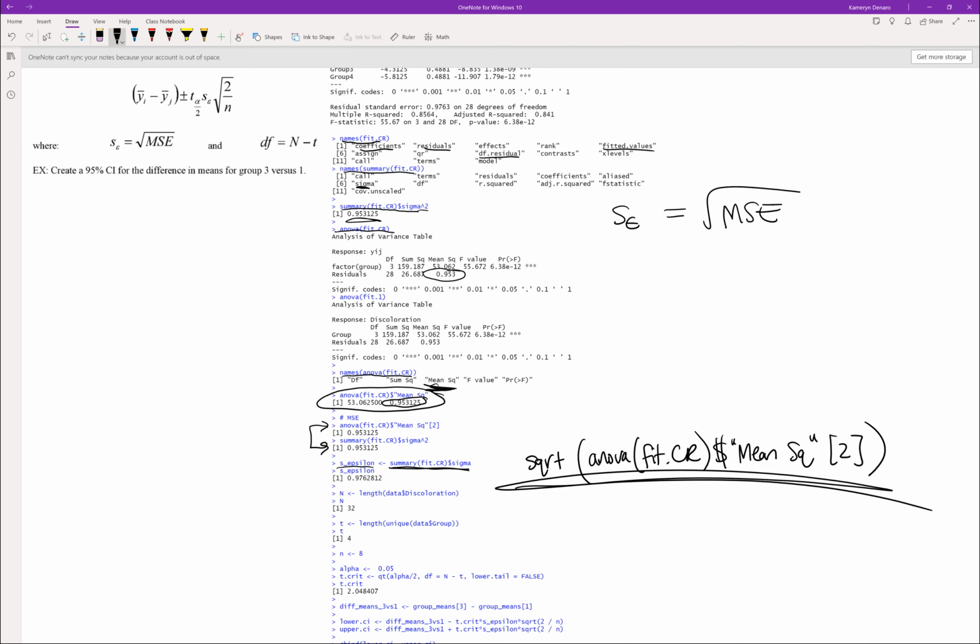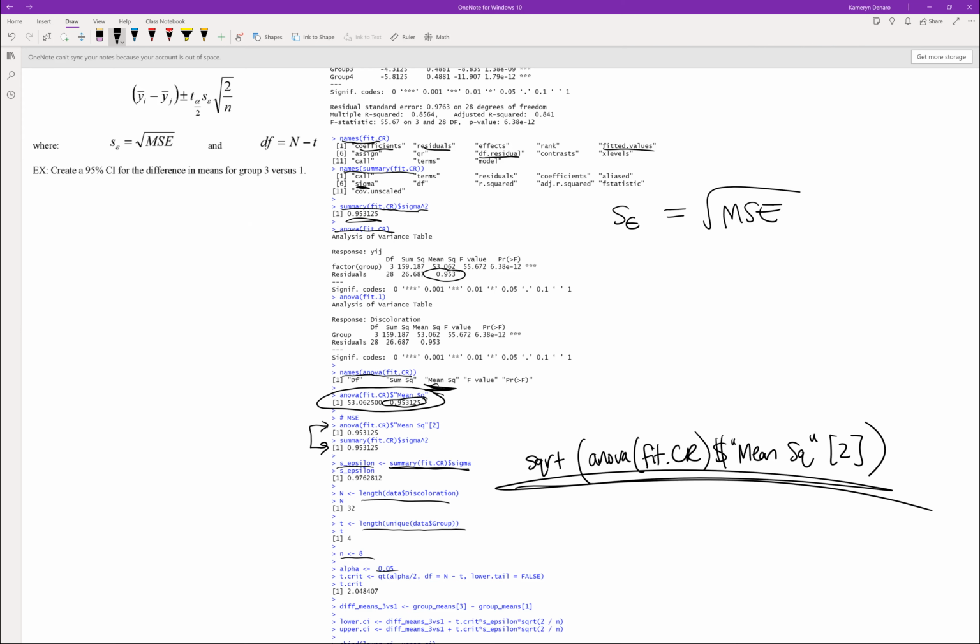Now, capital N is our sample size. We had 4 groups, each with 8 bags of strawberries, so our sample size should be 32. And when we look at the length of data$discoloration, that gives us our 32. We had 4 treatments, and we can do the length of the unique data$group. Even though in our data set they were repeated 8 times each, by asking for the unique groups I just get 1, 2, 3, and 4. So t is 4. I'm defining n to be 8 because each of those was repeated 8 times.